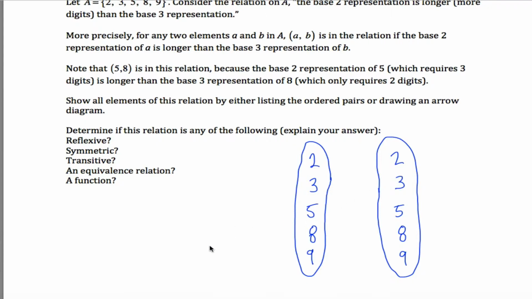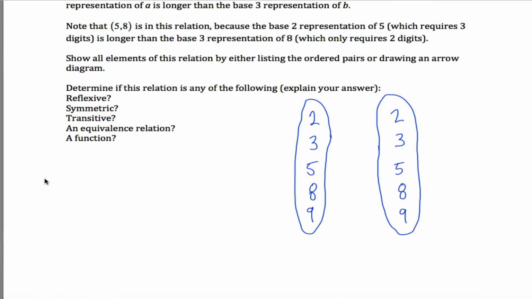So how do you figure out what's related to what? Well, I think it helps to figure out the base 2 and base 3 representations of each of these numbers. So maybe I'll do that first. In base 2, the way you write the number 2 is 1, 0. If you're in our donut shop example, you buy 1 box of 2 donuts and 0 single donuts. If you're buying 3 donuts at a base 2 shop, you'd buy 1 box of 2 and 1 single.